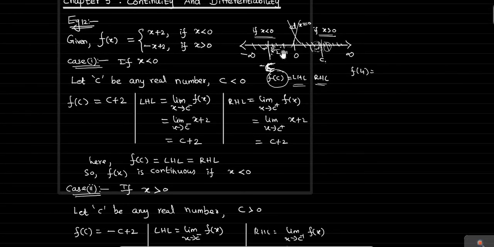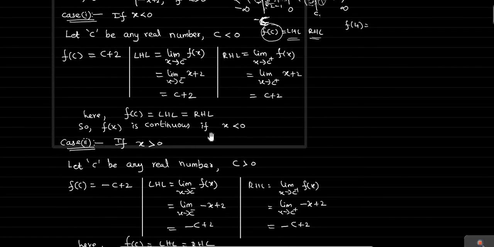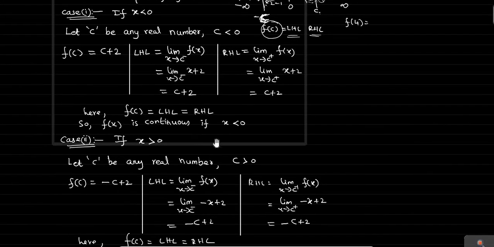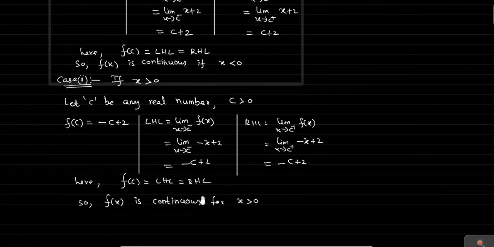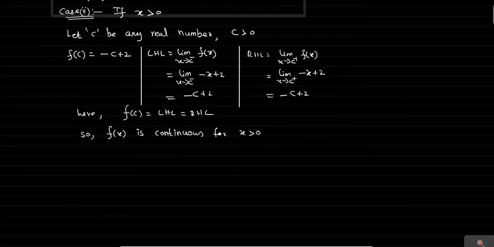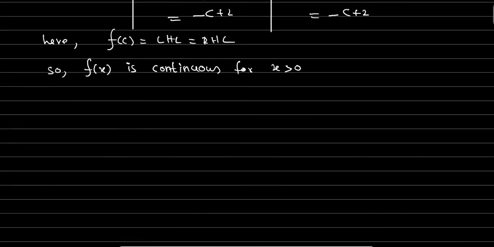In case 1 we tested only for x less than 0. In case 2 we tested for x greater than 0. In both cases, if x is less than 0 the function is continuous, and if x is greater than 0 also the function is continuous. From the above cases we can say the function is continuous throughout its domain.